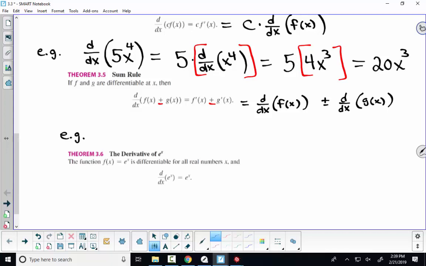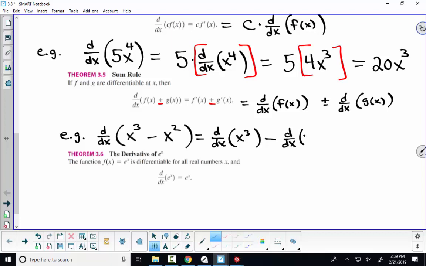So for example, let's do the derivative of x cubed minus x squared. What would the derivative of x cubed minus x squared be? Close. Or 3x squared. Yeah. So we could say that's equivalent to the derivative of x cubed minus the derivative of x squared. So now power rule on both of these is 3x squared minus 2x.